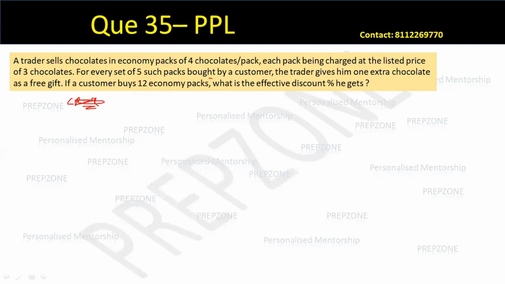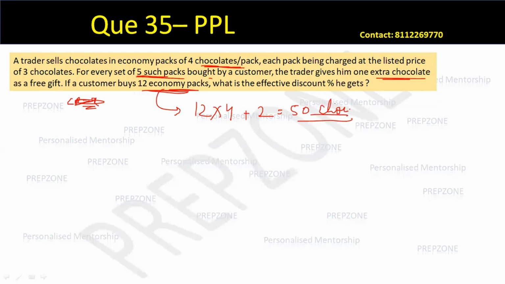So if he buys 12 economy packs, it is given to me कि हर pack में he is given 4 chocolates. So he will be given 48 chocolates. But then it is given that for every set of 5 such packs, the trader gives him 1 extra chocolate. So in 12 I have 2 such sets, right? In the first 5 he will get 1, and in 6 to 10 he will get 1. So it is plus 2. So he is actually getting 50 chocolates, right? Okay.